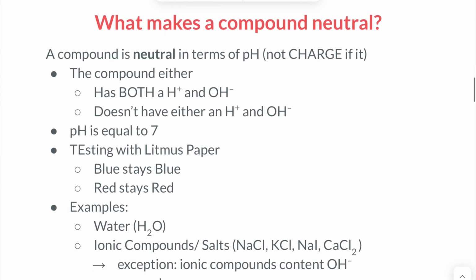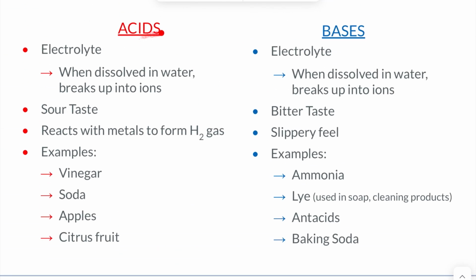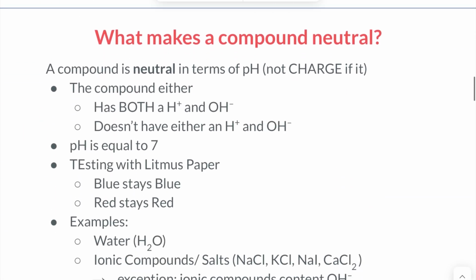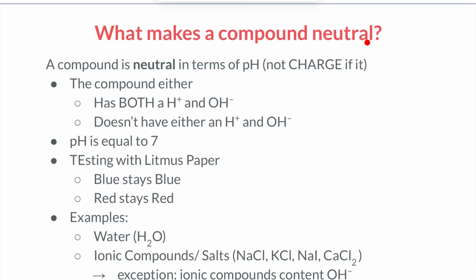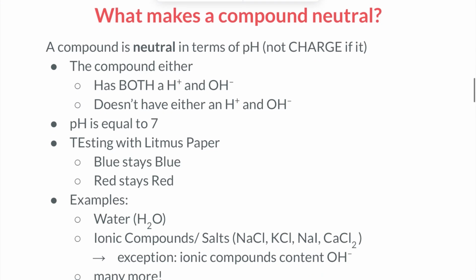So we can have something that is acidic, or an acid. We can have something that's basic, or a base. So what if something is not acidic or basic? What makes a compound neutral? When we're looking at this, a compound is neutral in terms of its pH, not charge, if one of these two things is true.